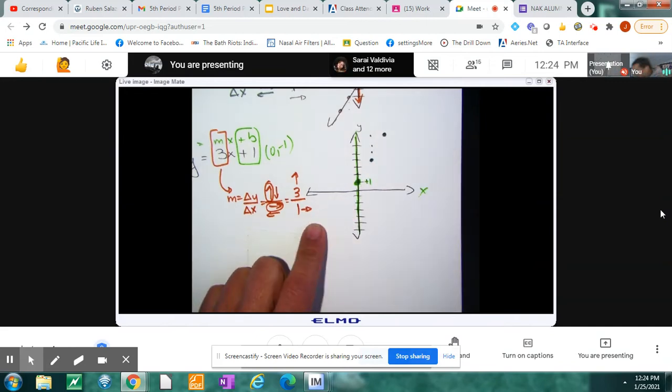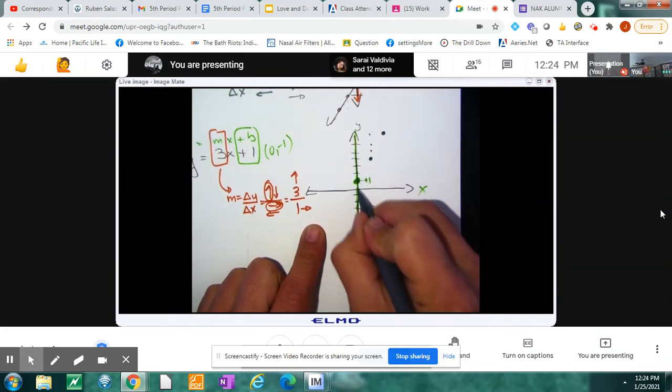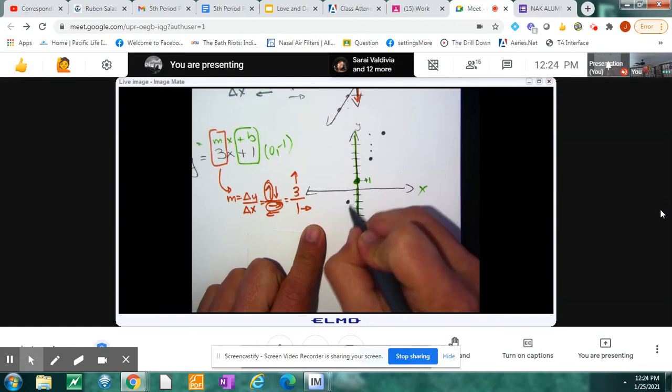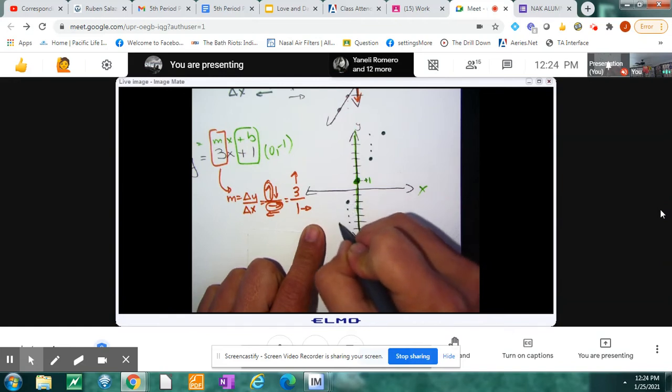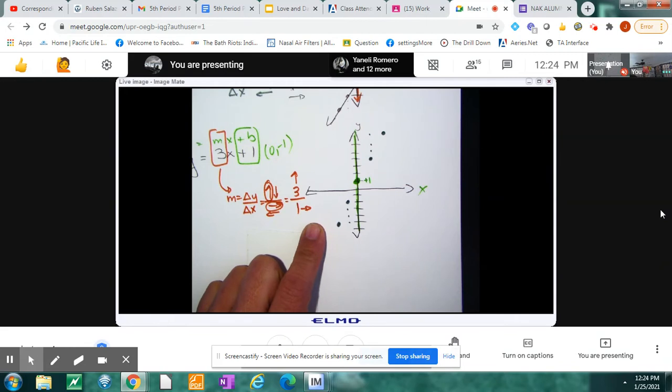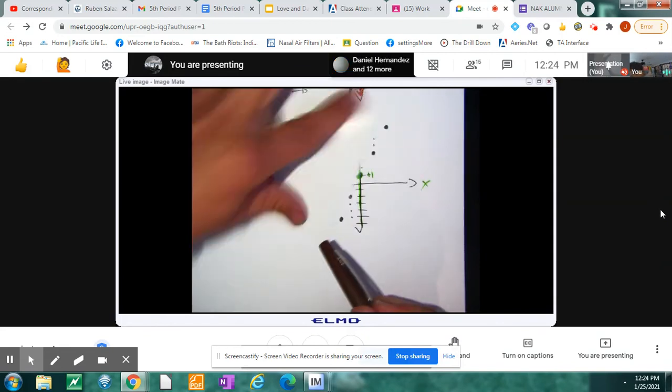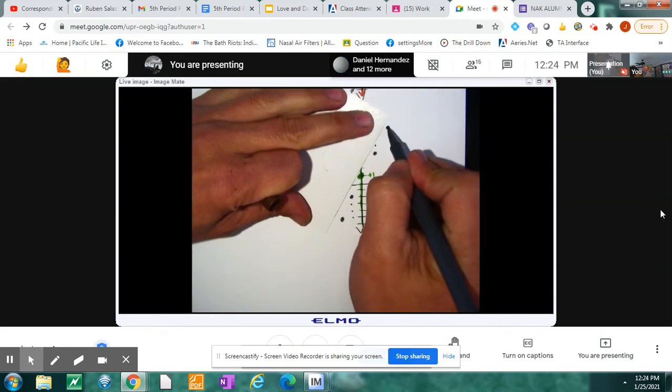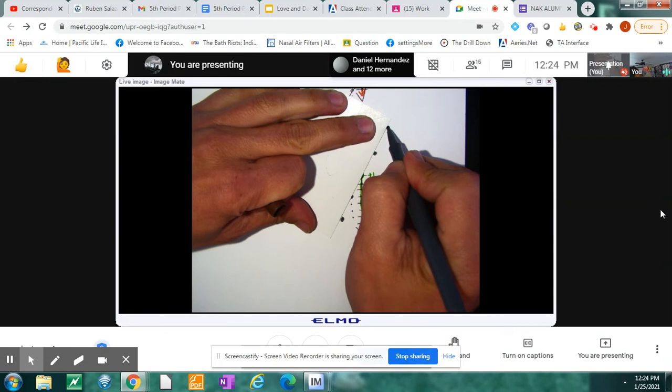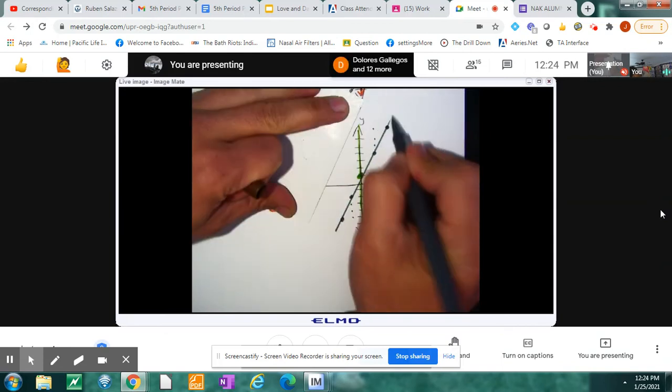Now let's go the other way. 1, 2, 3, -1. That's good enough. All right. So now you have again the straight line, more or less. Más o menos. That's good.